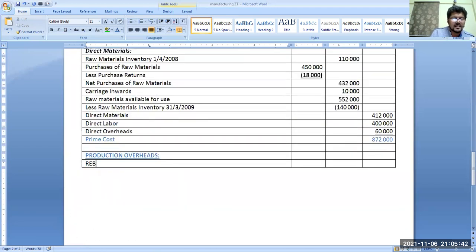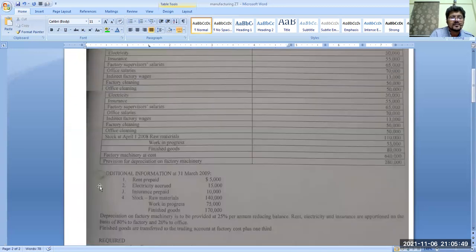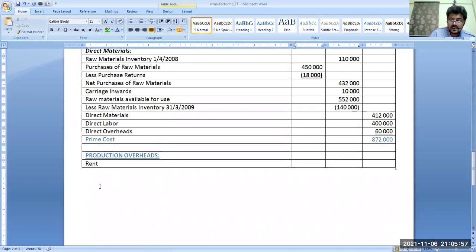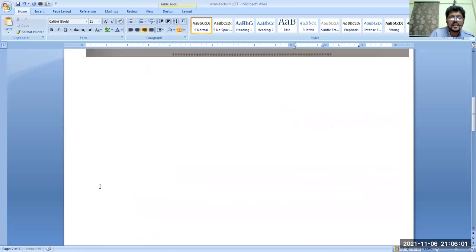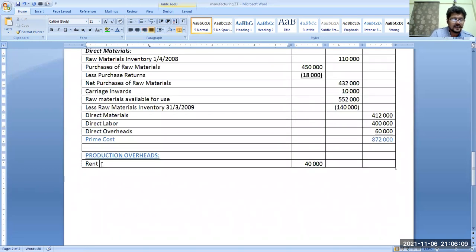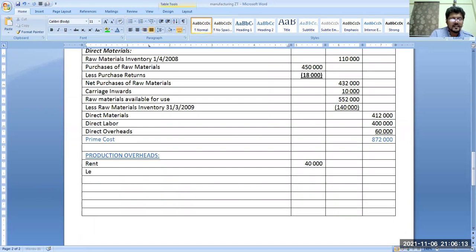How much is the rent? Rent is 40,000 and rent prepaid is 5,000. So we have to deduct the prepaid, 5,000. I forgot to keep it in bracket. So this is 35,000.